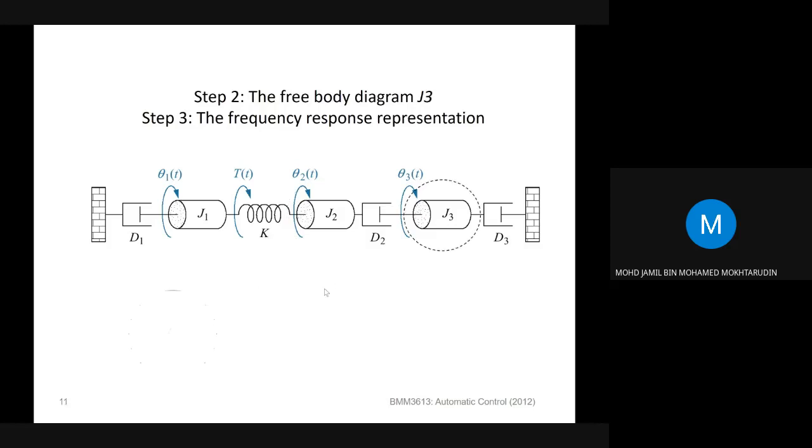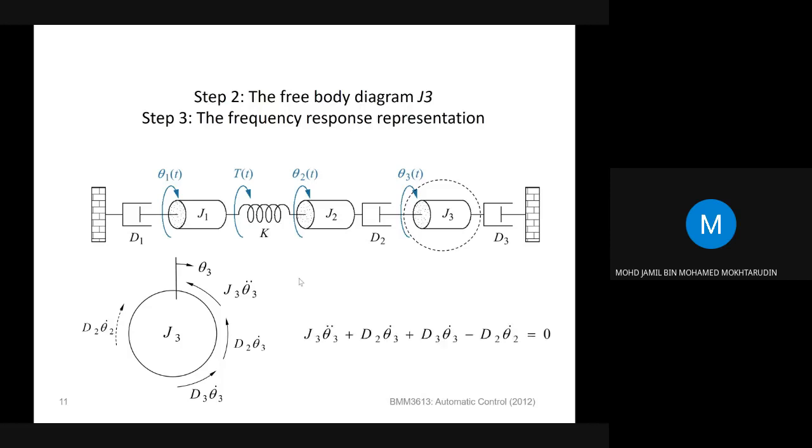Okay, lastly is J3. So J3, you have damper D2 and damper D3. Okay, so damper D2 and D3 are acting anti-clockwise. And the damper D2 is also connected with J2. So it will be clockwise, okay? D2 theta 2 dot. Okay, you can write the equation of motion.